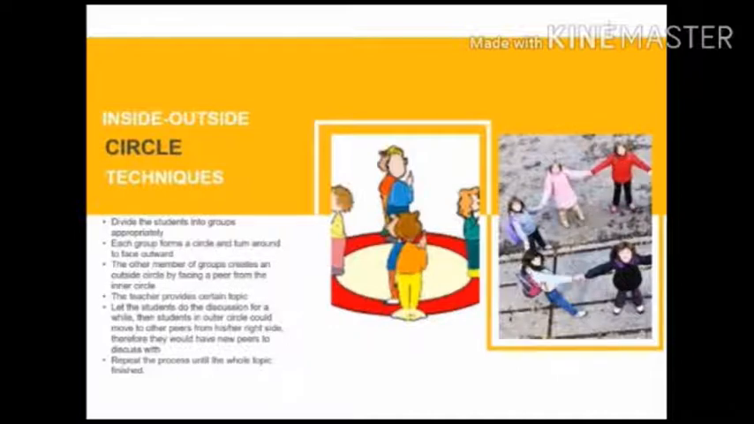After students in the outer circle have finished discussing a topic, they need to move to the other peers on his or her right side, so they will have new peers to discuss with. Repeat the process until the whole topic is finished. It depends on us whether we continue or stop the discussion.